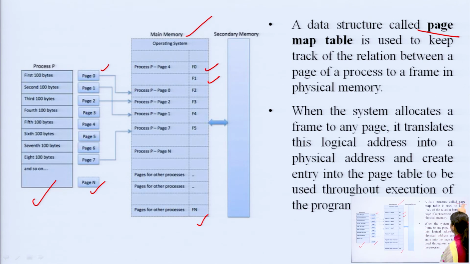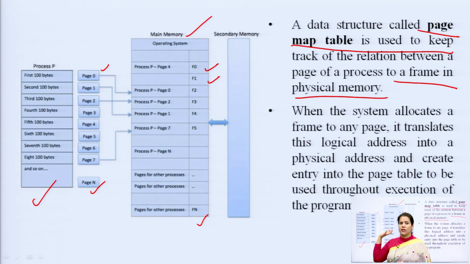The data structure called the page map table is used to keep track of the relation between the pages of a process and the frames in the physical memory. In this page map table there is a page number and a frame number, and both are mapped together. Whenever the processor has to address a process, it will map to the particular frame present in the main memory, and in this way the main memory can be efficiently utilized.